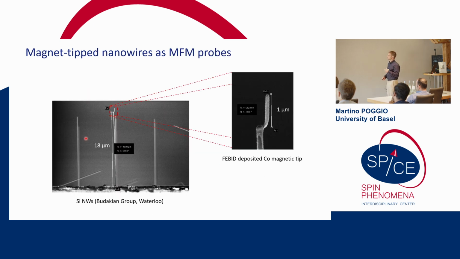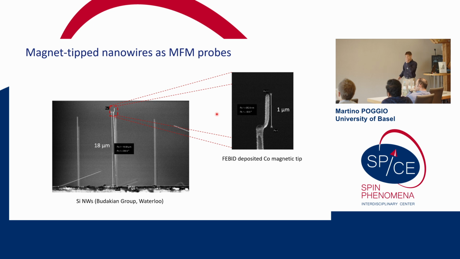This was an early version of what we now use. In fact, now in order to optimize this, what we do is take silicon nanowires that growers in Waterloo in Canada grow for us that are about 20 microns long and maybe 100 nanometers thick. And then we deposit, using a focused electron beam technique, a little tip made out of cobalt here. Okay, so then we have a very nice mechanically thin and compliant nanowire with a very, very tiny, highly magnetic tip on the end.